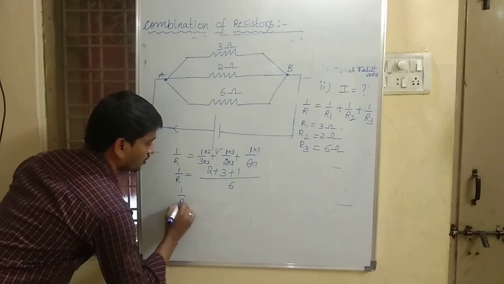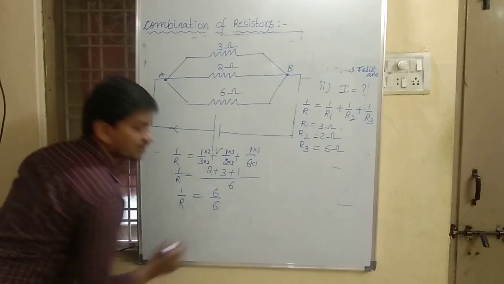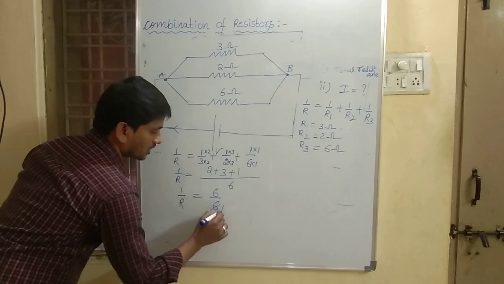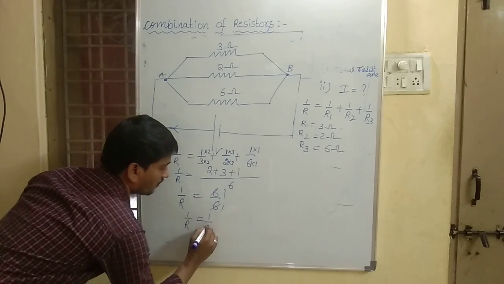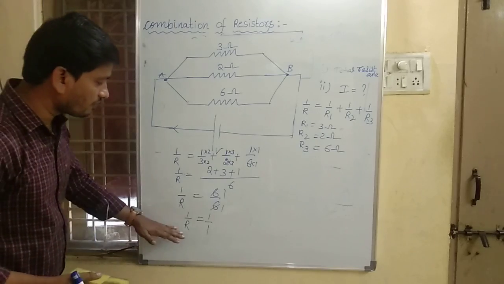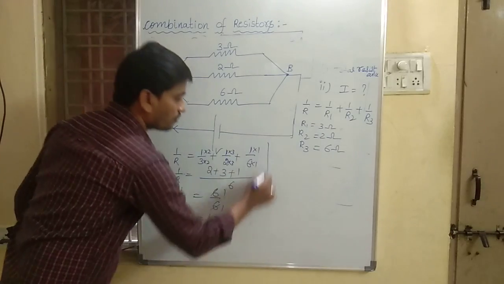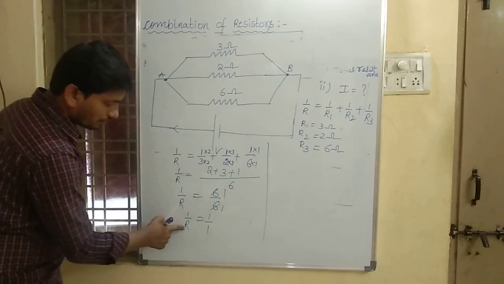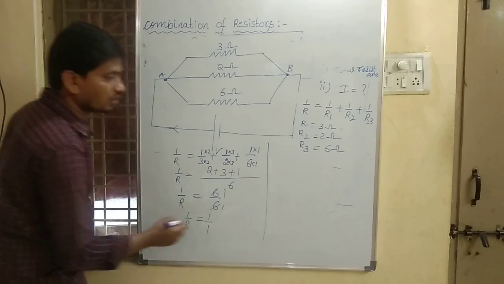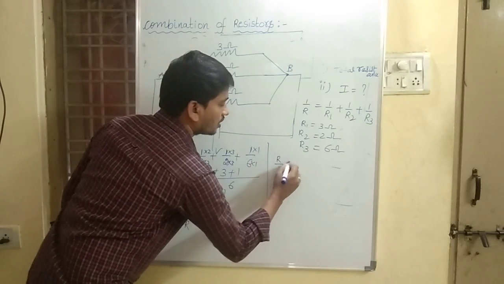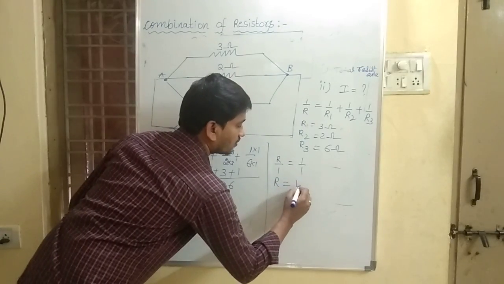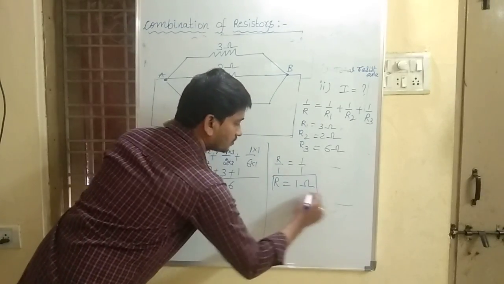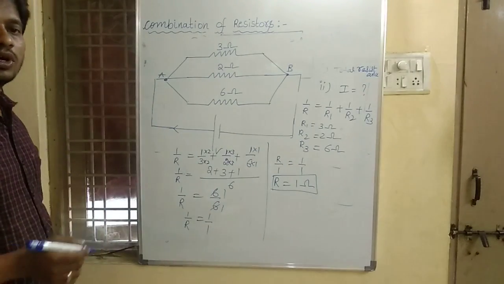So 1 by R equal to 6 by 6, so 1 by R equal to 1 by 1. Actually, we want the effective total resistance. We got 1 by R equal to 1 by 1. So let me take the reciprocal, invertendo. So R by 1 equal to 1 by 1. Therefore, what is the effective resistance? R equal to 1 ohm.